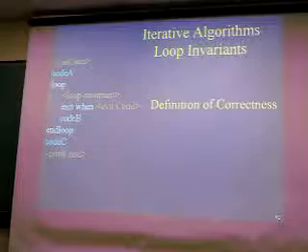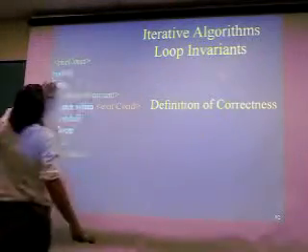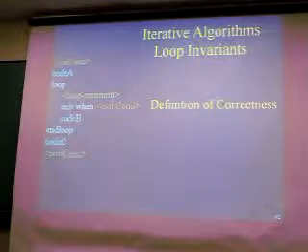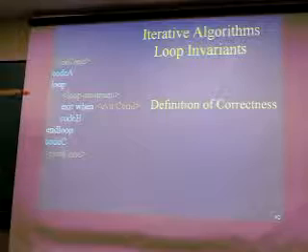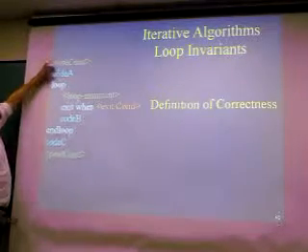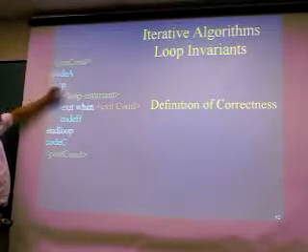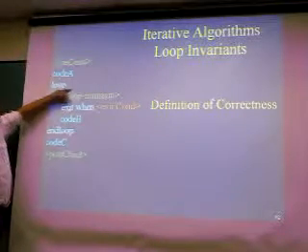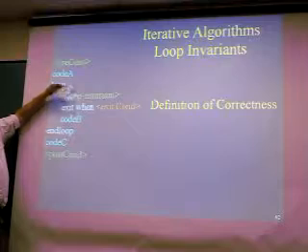So how do we prove correctness? Let's look at this. When we talk about an iterative algorithm, it's going to have this sort of form. There's going to be a precondition, there's going to be a bunch of code, and then at the top of the loop we'll have the loop invariant, this statement.